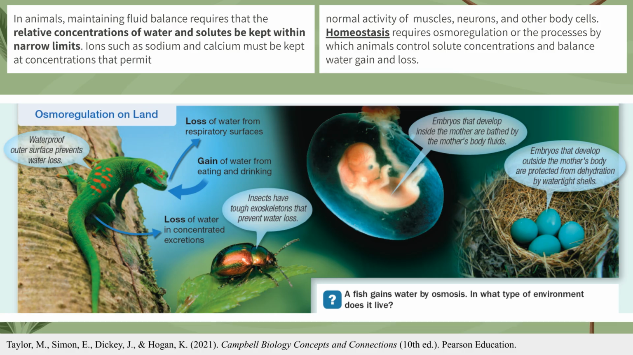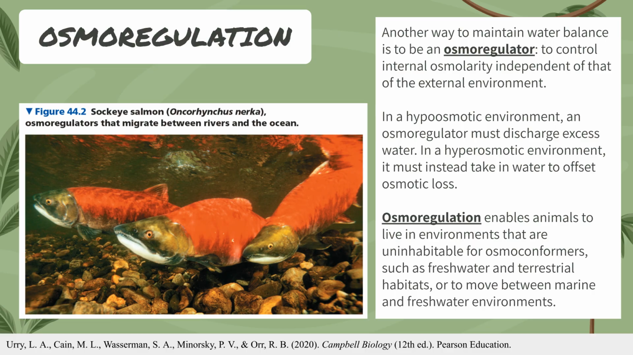Terrestrial animals face the challenge of preventing water loss to the air. Many have waterproof skin, exoskeletons, or outer body coverings that reduce evaporation. Water is obtained through drinking, food, and metabolism, while losses occur through respiration, excretion, and evaporation. Reproductive adaptations, such as internal development or watertight eggs, protect embryos from dehydration, supporting life on land.